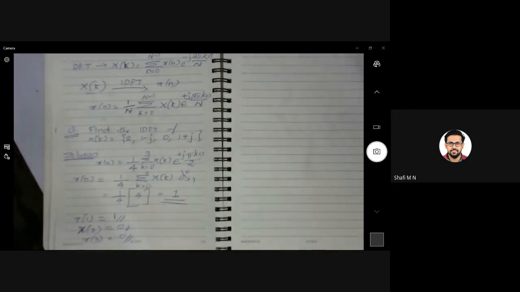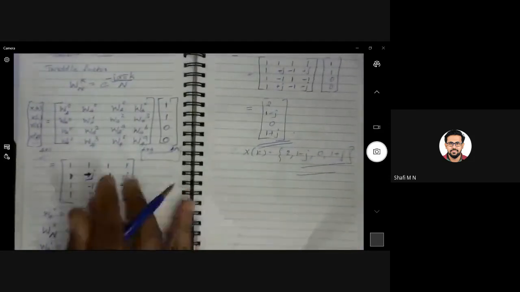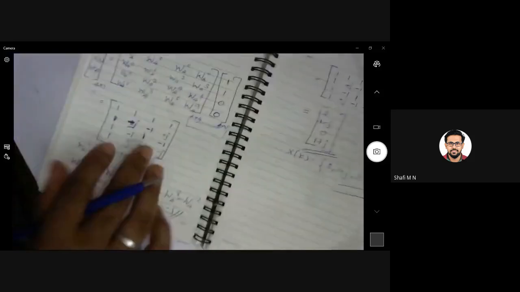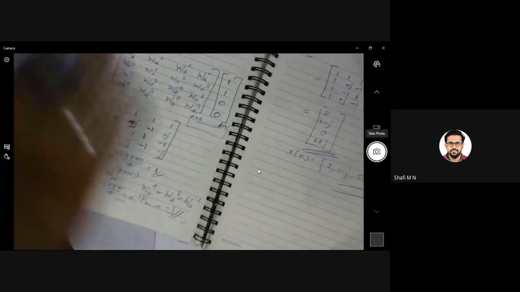I will summarize one important thing. When you try to find the DFT equation, can you, from this, frame the shortcut method, the matrix IDFT method, to find it using this matrix shortcut we computed here.